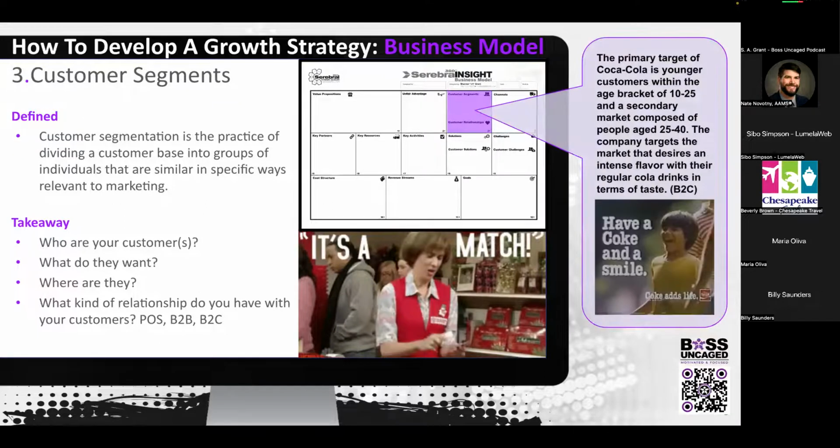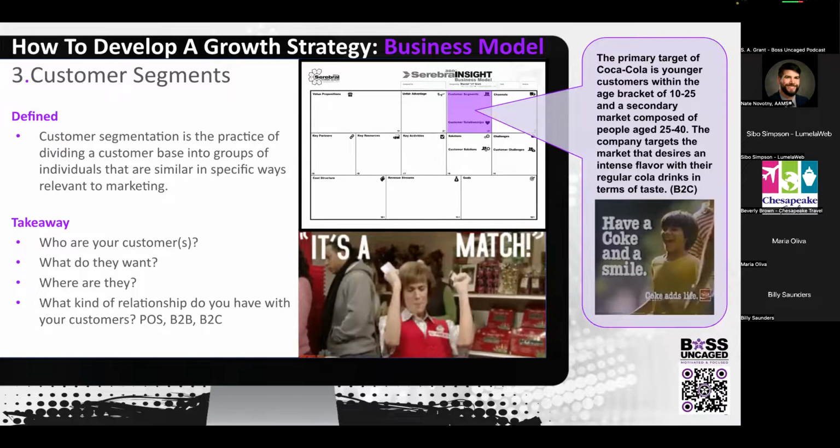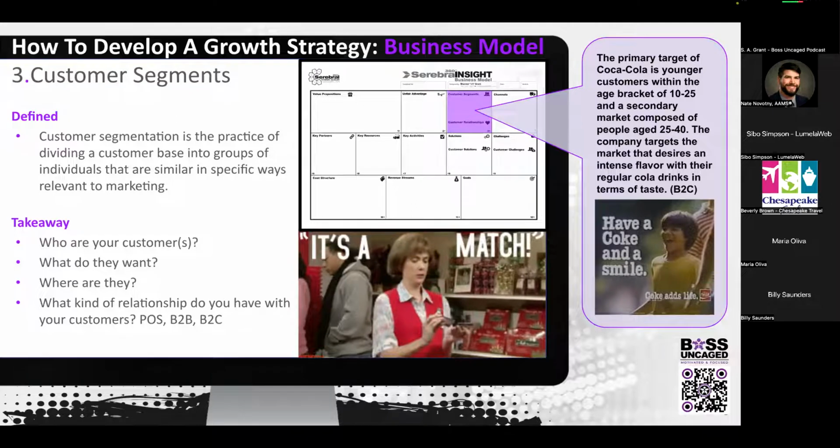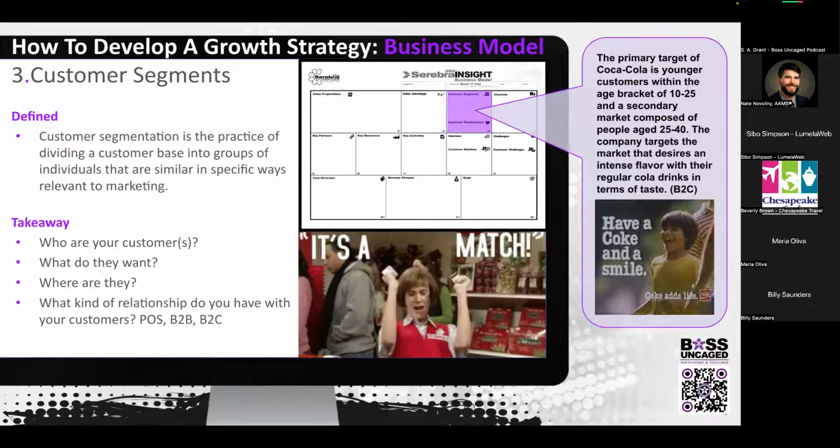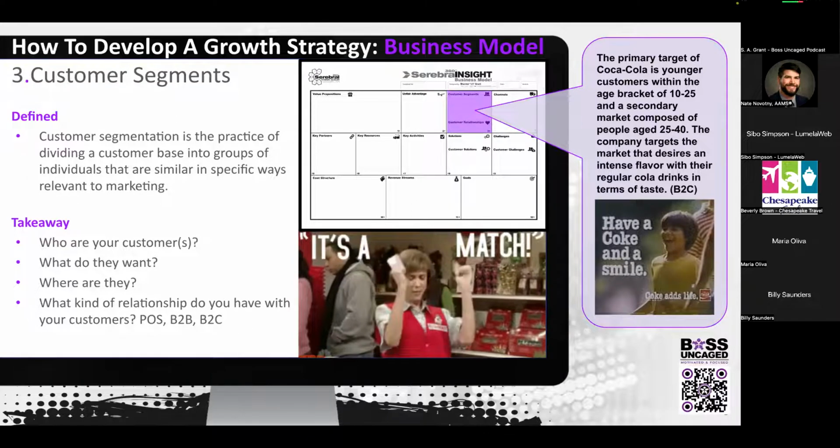In the case of Coca-Cola, they are targeting essentially 10-year-olds to 25, and their secondary market is 25 to 40, which kind of makes sense when their taglines have been something along the lines of "Have a Coke and have a smile," and they've done millions of ads with kids, teenagers, and younger adults in those visuals as well.